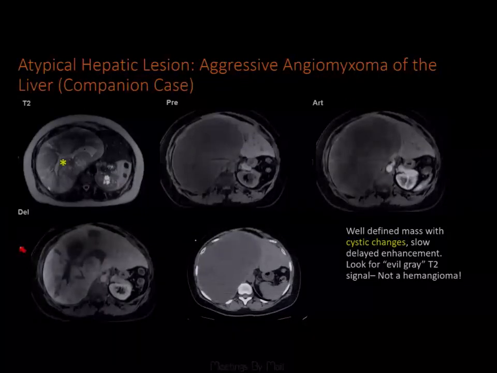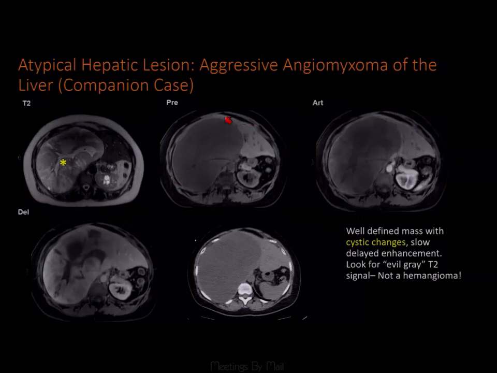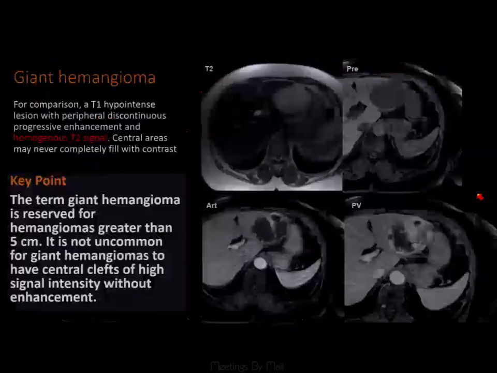And of course, we can get 3 in a row, but this was not a neuroendocrine tumor. This turned out to be an aggressive angiomyxoma of the liver. This is not something you're going to prospectively diagnose. It's extremely rare, a lesion with only a few case reports. But here again, the key is not to mistake this for a giant hemangioma. Look at that heterogeneous T2 signal.